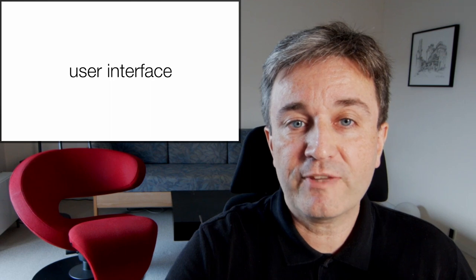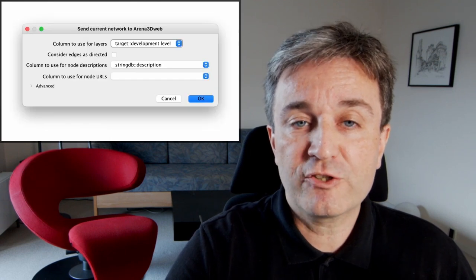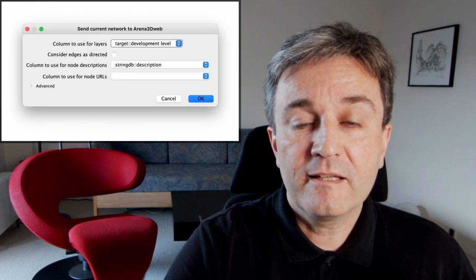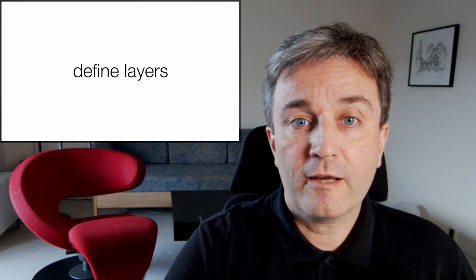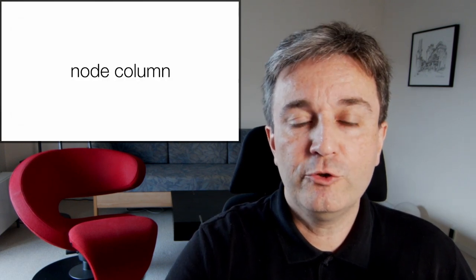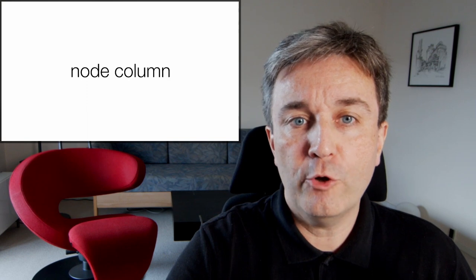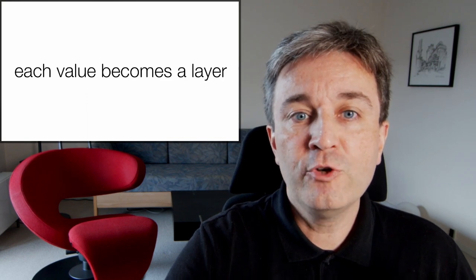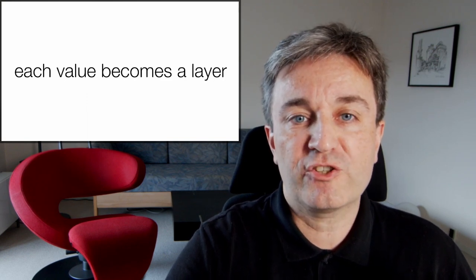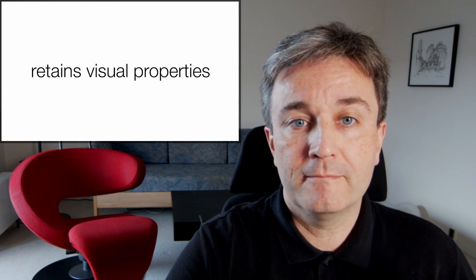The user interface of the app is very simple and mainly consists of this dialog. The key thing you need to do in this dialog is to define the layers. You do this by selecting a node column from the node table in Cytoscape, and each unique value from this column will become a separate layer in Arena3D.